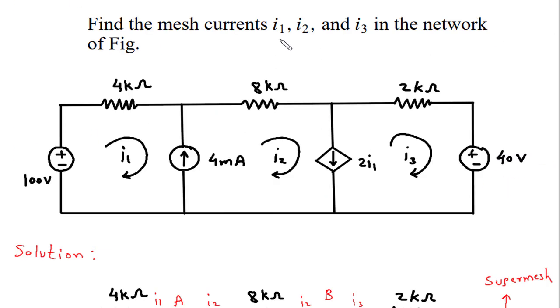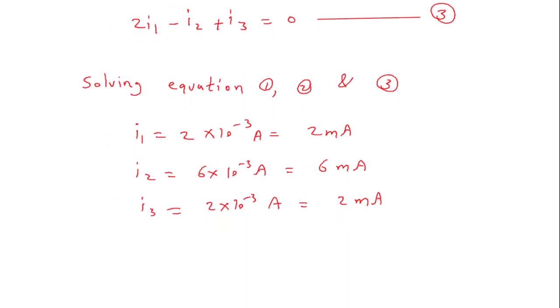What we have to find? We have to find I1, I2 and I3. So this is I1, I2 and I3.